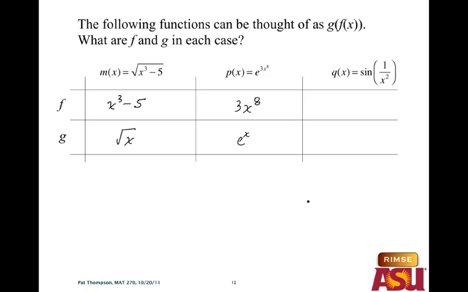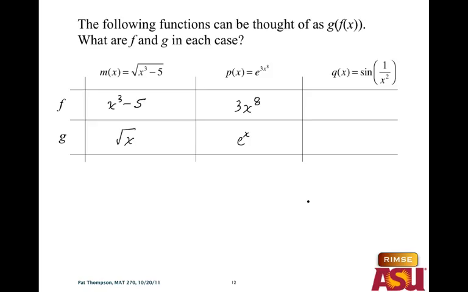Anyone got a different way to do that one? There's another way to do that. Yeah. My f was x to the 8th. Just x to the 8th for f. If f was just x to the 8th, then g would have to be e to the 3x, right? So either one of those would work, okay? But once you decide what f is, then g is determined, right? So if f is 3x to the 8th, g has to be e to the x, okay?